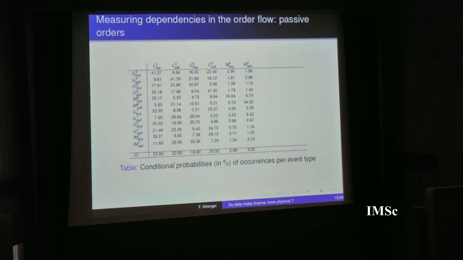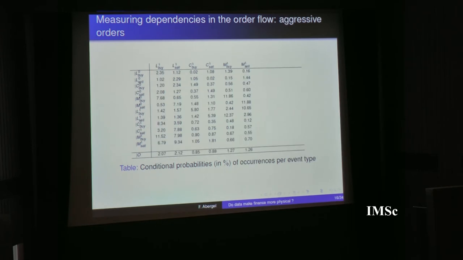Okay. So let me start with this. So how do you read these tables? The first column says what the conditioning order is. If I look at the first line, I'm looking at the situation where the first order is a limit order to buy that doesn't change the price. And the next columns describe the probability of occurrence of an order of type L1 buy, L1 sell, etc. immediately following this. What is the probability that the next order will be an order of the column name?